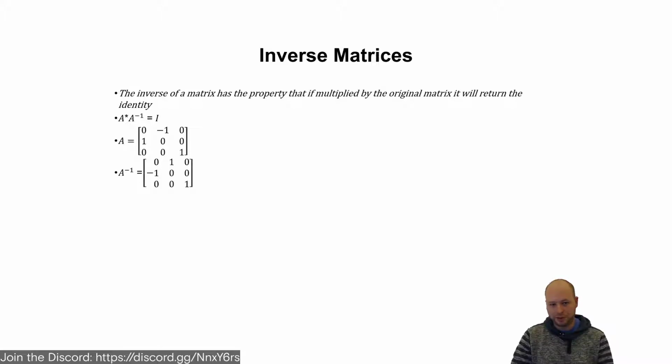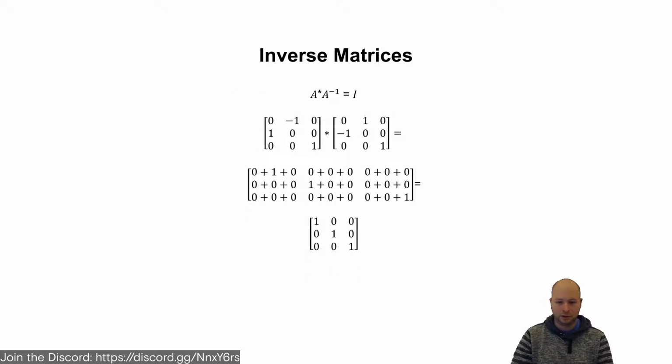So the inverse of a matrix has the property that if you multiply it by the original, you'll get the identity in return. Here's an example of a really simple one: 0, negative 1, 0, 1, 0, 0, 0, 0, 1. The inverse of that being actually the transpose. So if you flip them and multiply those, you'll find that the answer is going to be equal to the identity. So here's an example of that multiplication, that math. And out of that, really quickly, you see that there's the identity matrix, a 3x3 identity matrix.